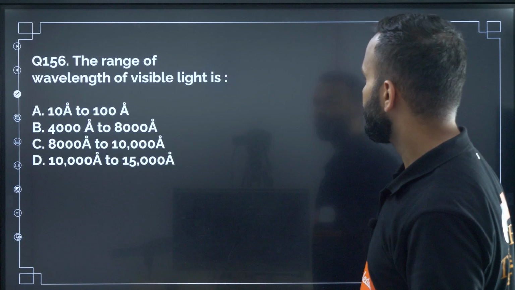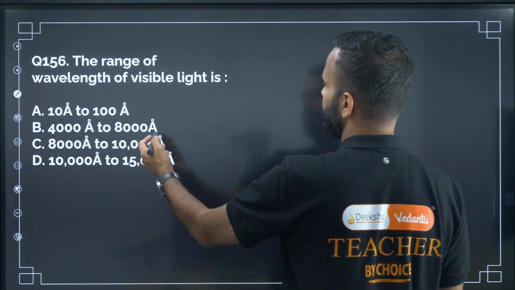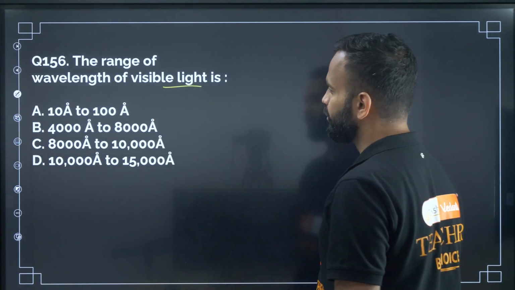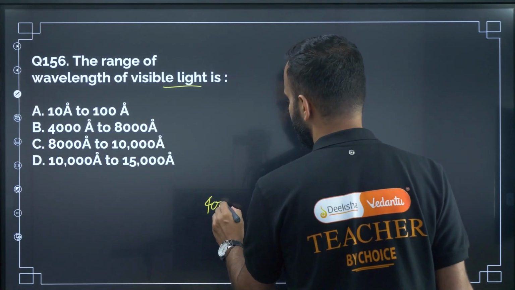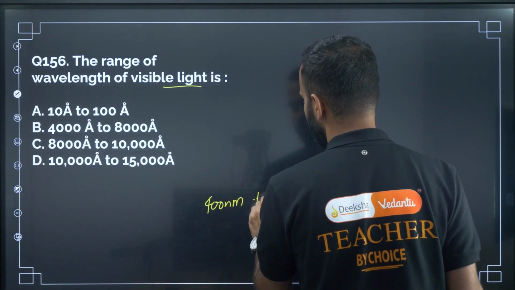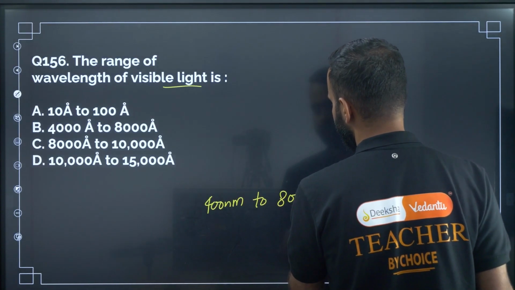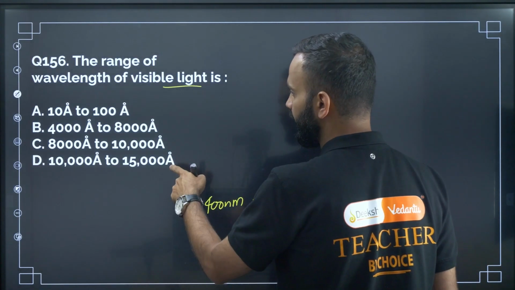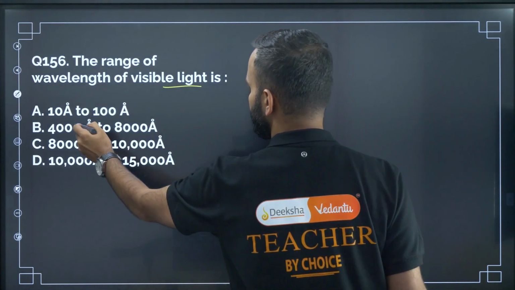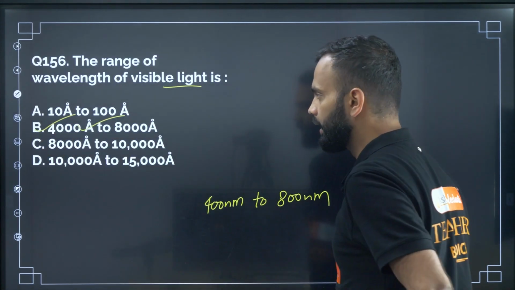Next question, question number 156. The range of the wavelength of the visible light. The direct question, right? It is from 400 nanometer to 800 nanometer. So it is given in angstrom, so 4000 angstrom to 8000 angstrom. So option B is the correct answer.